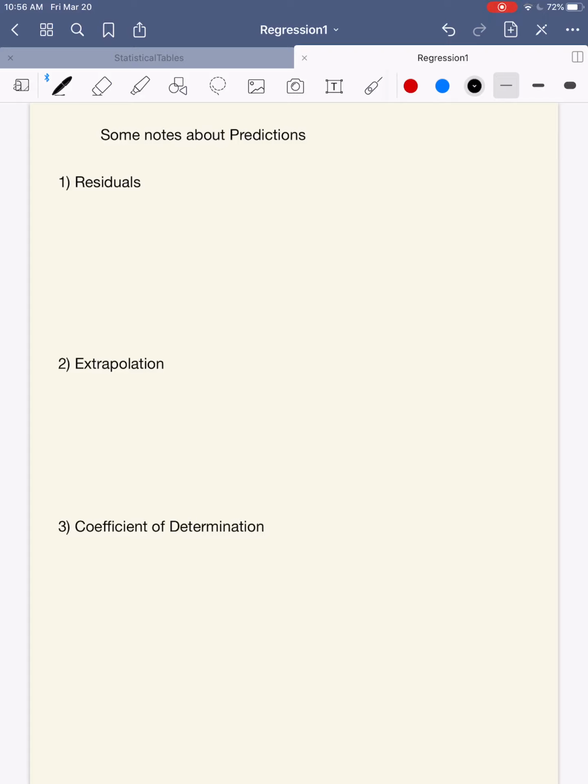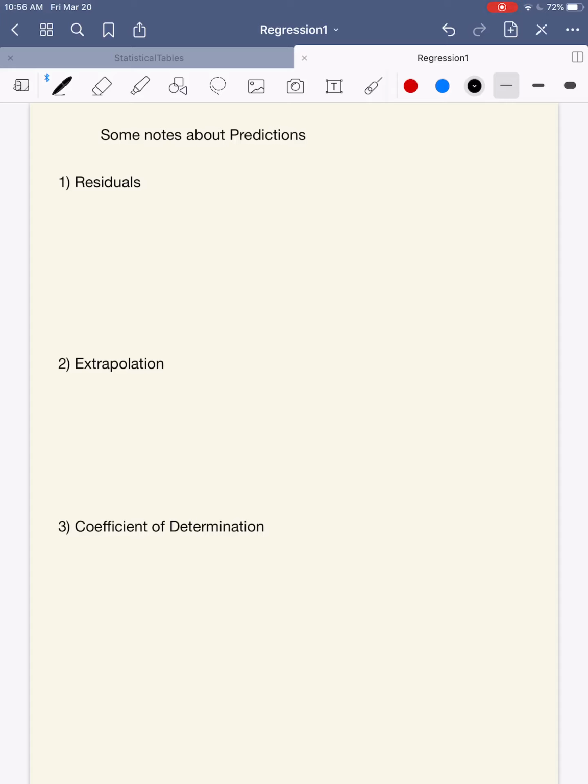Today we're going to be discussing some additional notes and comments about using the LSR to make predictions, and then we'll be working through an example, seeing how these different comments about predictions actually work out in a real-life example.